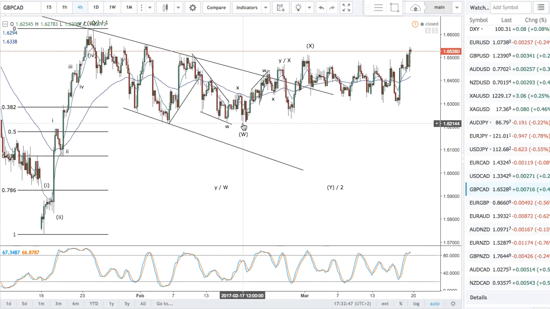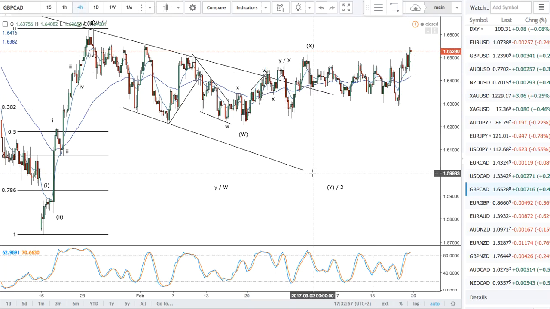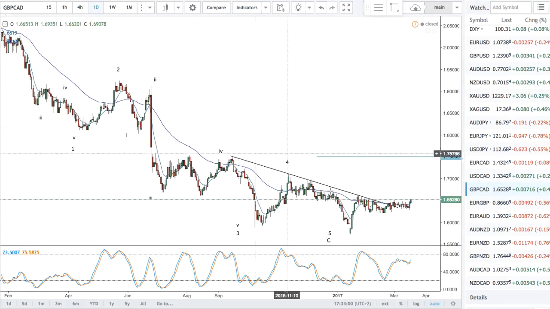From this low here, it's not impulsing. It's all like, I don't know what this is. It's just some choppy mess. I can't trade this. I cannot trade this. But I can say where the limits are on this.